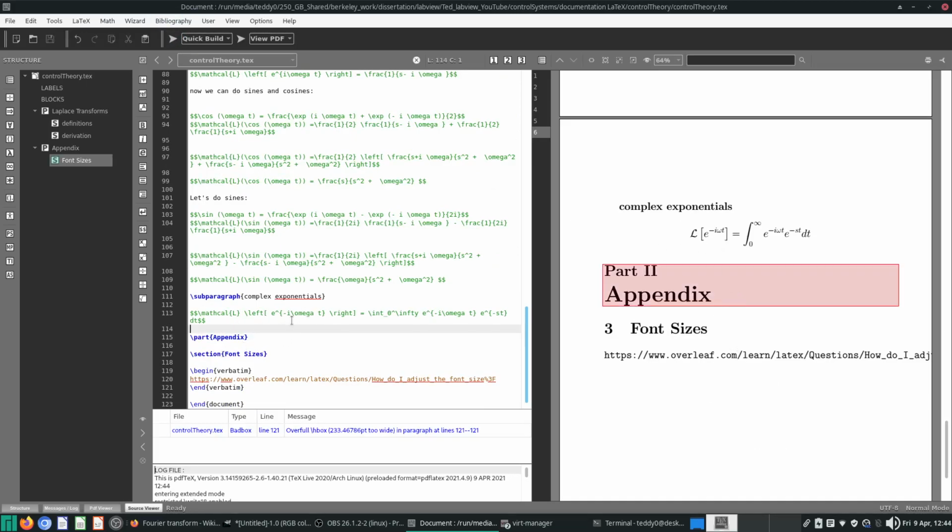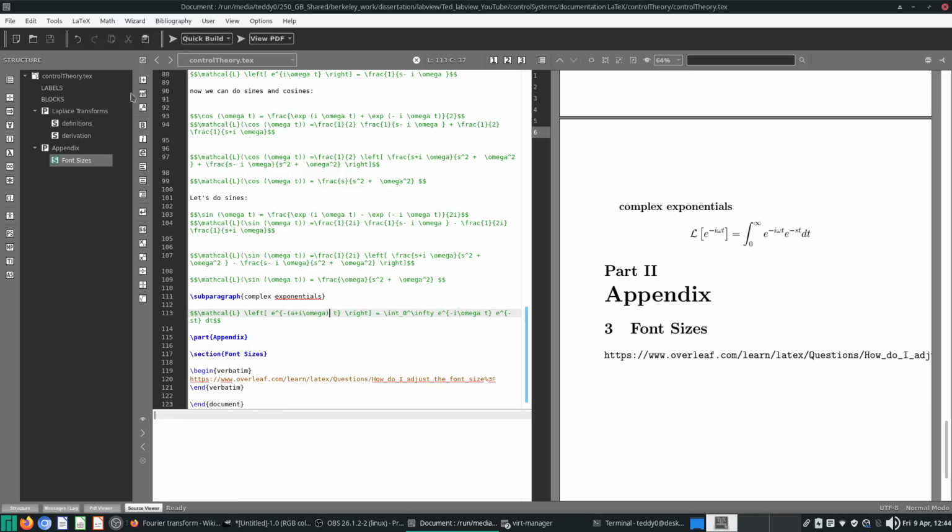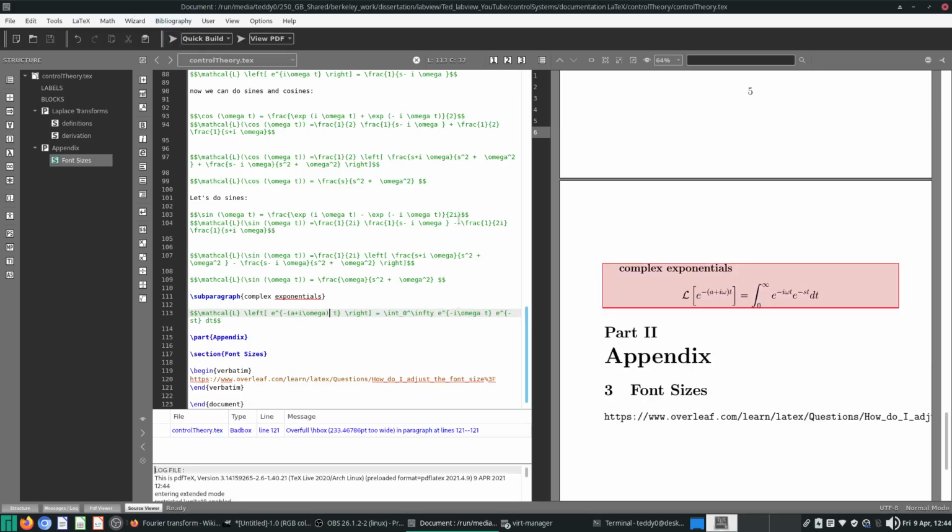We don't just want e to the i omega t, we want to have a plus i omega t. So this is a complex exponential. You can have any combination of such things, whichever you want. So this is what it is: a plus i omega. Of course you can separate out the exponentials, but I won't for this.